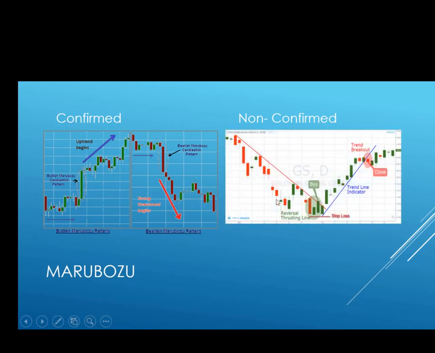Here's a non-confirmation of a marubozu. We get a bearish marubozu here, but a sideways pattern afterwards. It looks like it's beginning to be bullish. The bearish marubozu would indicate that we probably should be going downwards after this. In this case, we do not. So these are confirmation candles after the fact. In this case, then, we get the trend moving upwards.